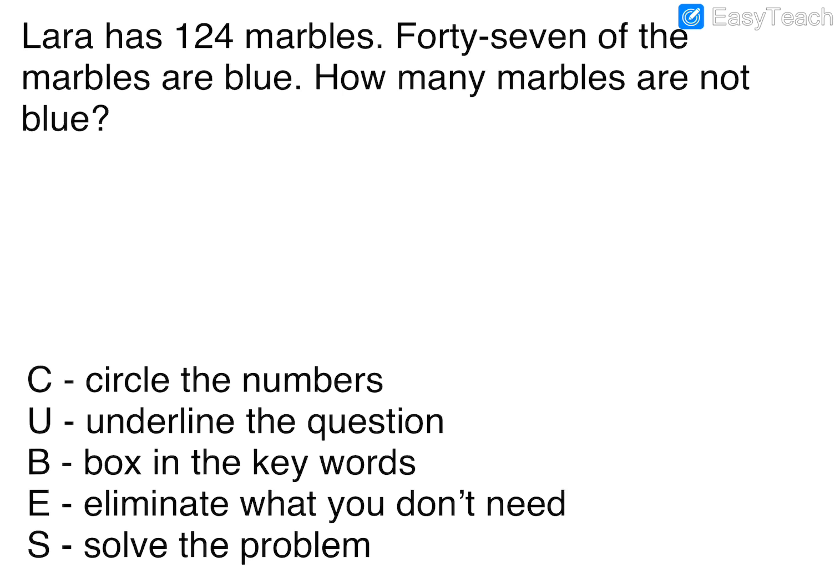With cubes, we'll start with C, circle the numbers. When I read through this, I can identify 124 pretty quickly. That's one of my numbers. Now, the other number is actually in written form. It's the number 47. So be careful because they may try to trick you with that, and you might skip over that without even realizing that's a number. So make sure you're reading carefully the question and finding all of those numbers.